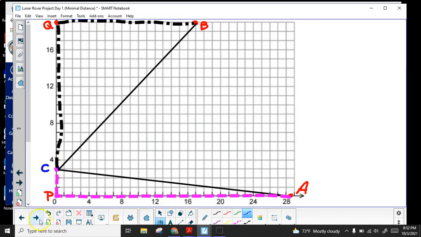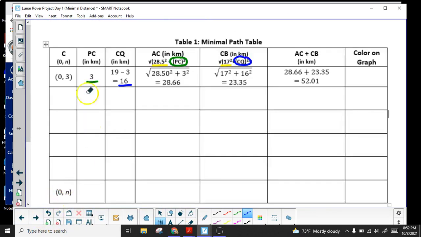Now on my graph, I didn't make that a nice color, so for me that would be black, and then I would use a different color for my next points. Each point we pick, these values are going to be different. Whatever number we pick right here, that number is going to be PC, and then this one will be 19 minus whatever that value is right there. Then we plug in PC right over here into this column, along with the 28.5. We plug in CQ into this column, along with the 17. We get a value for AC, whatever we get here, and CB, and then we add those values up over here. Tell me what color that is on your graph. You're going to do that for 4 different points.